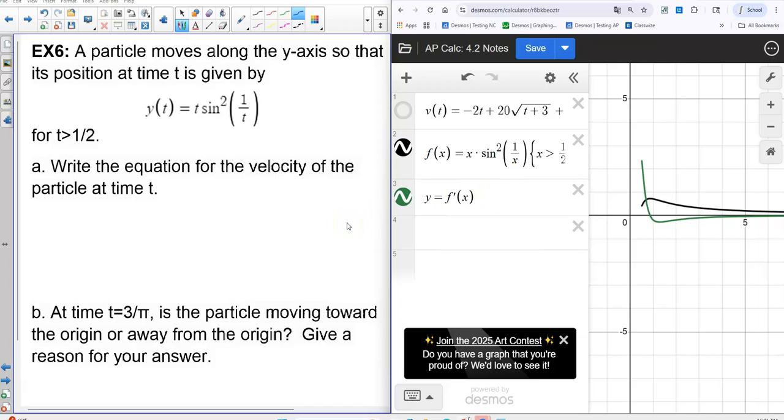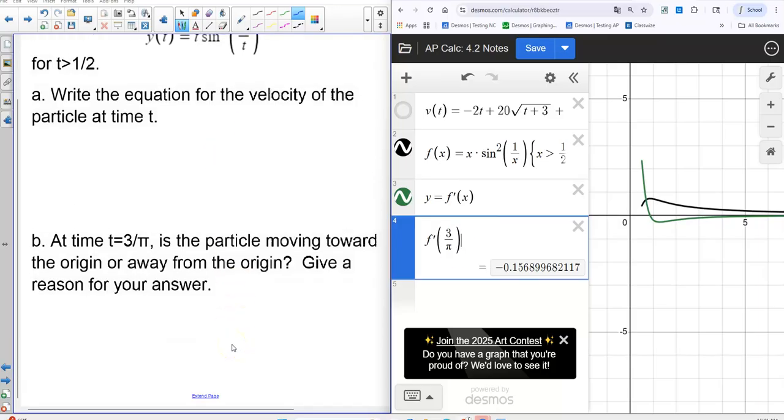Okay, so at time t equals 3 over pi, is the particle moving toward or away from the origin? Now, this is a little bit like the speeding up or slowing down problems. We've got two things to consider. We definitely need to know whether this particle is going to the left or to the right. With this being calculator active, that's very easy to find. F prime of 3 over pi, right here. That's all I have to do. F prime of 3 over pi is negative. Now, this can be done without a calculator, but we are just out of time.